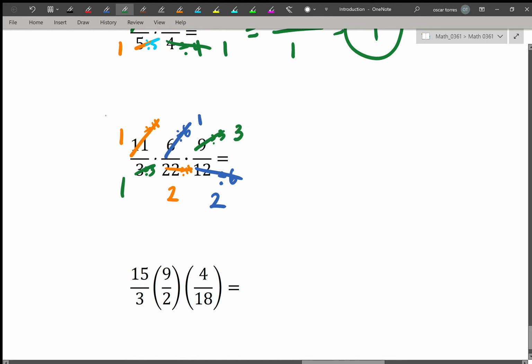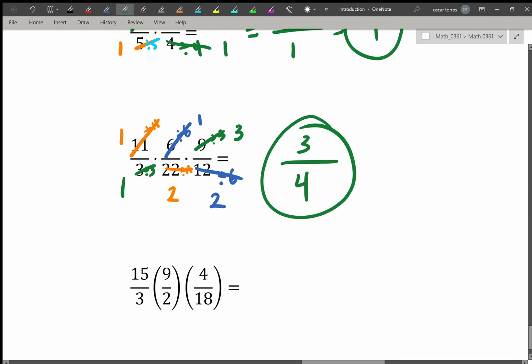So if we look at all of the numerators, they're all smaller numbers now, and we can just multiply them together. 1 times 3 gives me a 3 for my numerator. And in the bottom, in the denominator, 1 times 2 is 2, times another 2 is 4. Because we had already simplified, this answer is already as simplified as it can get.